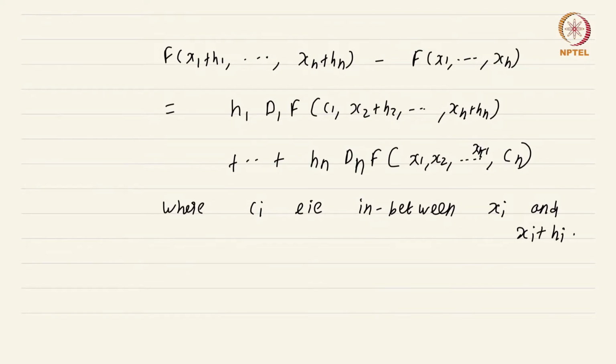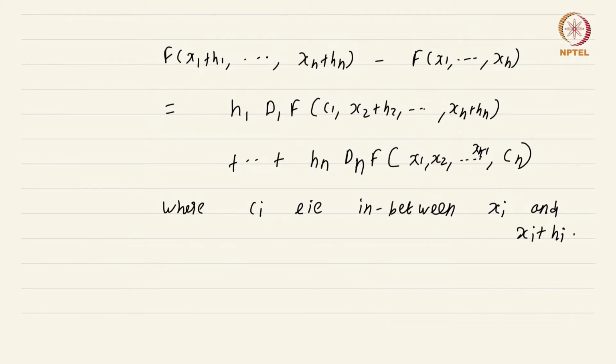Okay, so this was established as a part of the proof of the fact that if partial derivatives exist and are continuous, then the difference f of x1 plus h1 comma dot dot dot xn plus hn minus f of x1 to xn can be written in this manner. So how does this help us?